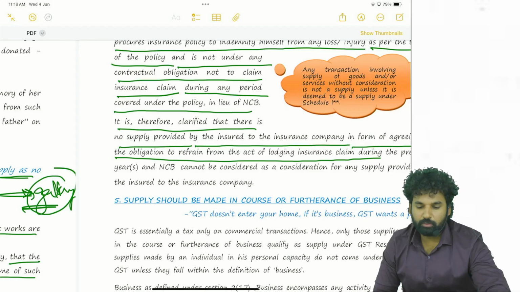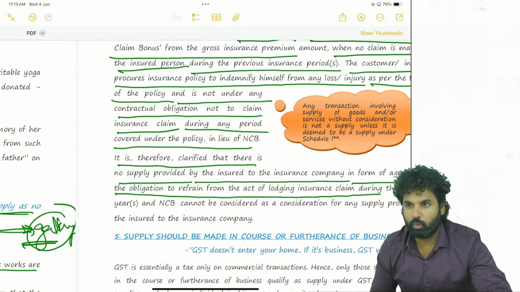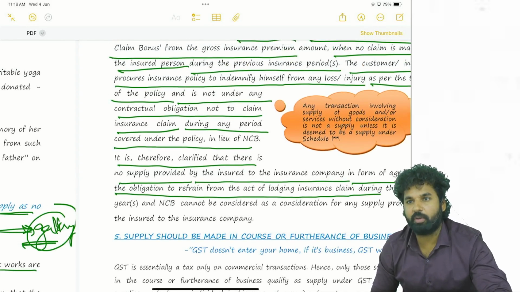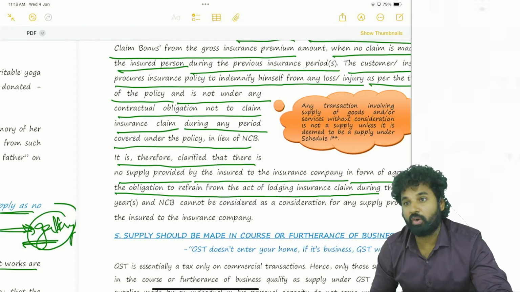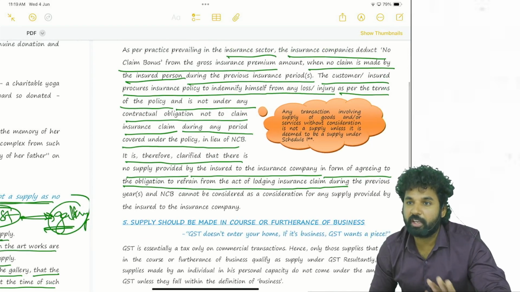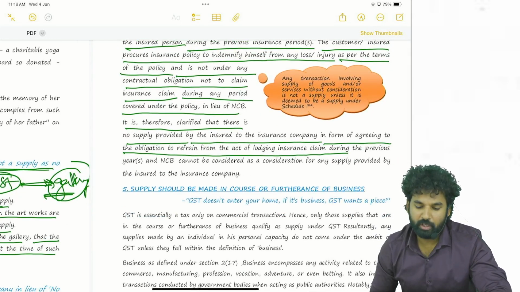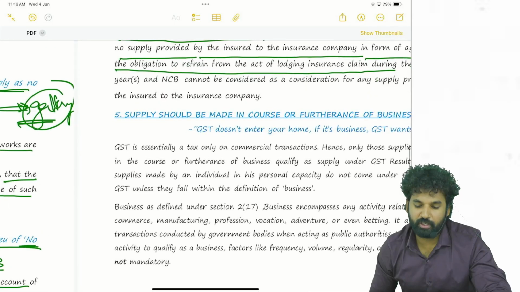Okay. Now, no claim bonus. No claim bonus is given by the insurance company to the insured. It is not a consideration for not claiming. Not claiming is not a service, and no claim bonus is not a consideration, and hence there is no supply, because there is no such agreement between the insured and the insurance company for not claiming. So these are the three clarifications, right?